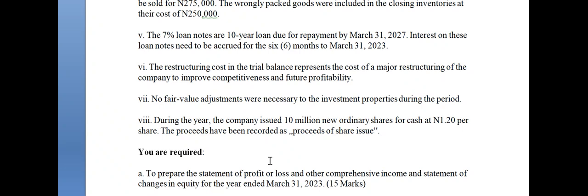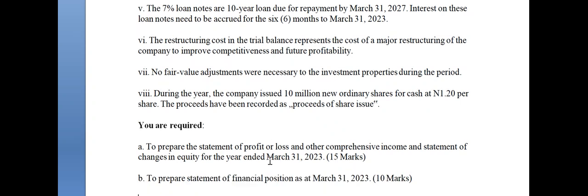During the year, the company issued 10 million ordinary shares for cash at 1.20 naira per share. The proceeds have been recorded as proceeds of share issues. Okay. Required. You are to prepare the statement of profit or loss and other comprehensive income, and statement of changes in equity for the year, as well as the statement of financial position as at 31st March 2023. Total marks 25 marks.